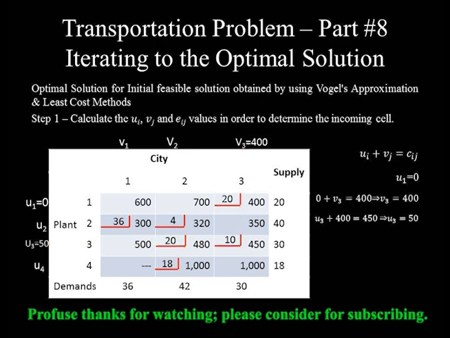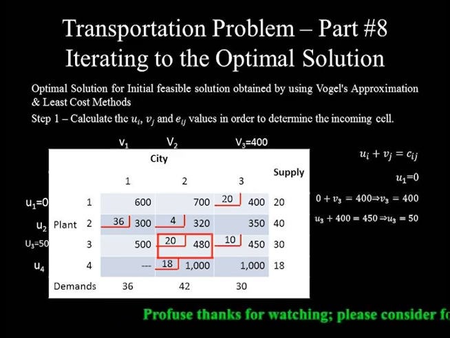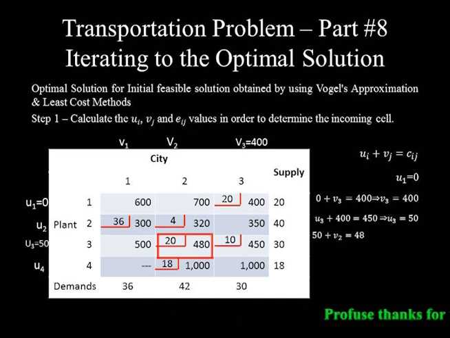After determining the third row index, we can calculate the column index of all occupied cells in this row. From the two occupied cells in this row, the one with 480 per unit cost is the one whose column index is not determined. Thus, the third row index, that's 50, plus second column index, V2, is equal to 480. V2 is equal to 480 minus 50, which gives us 430.